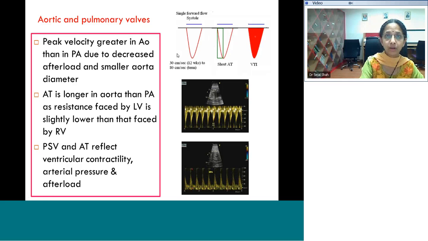The peak velocity is usually greater in the aorta compared to the pulmonary artery because the afterload of the aorta is lesser compared to the pulmonary artery. The acceleration time is longer in the aorta than the pulmonary artery because the resistance faced in the LV is slightly lesser. So these are the things to be seen in the aortic and the pulmonary valves.